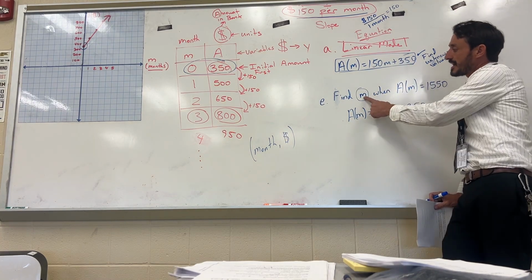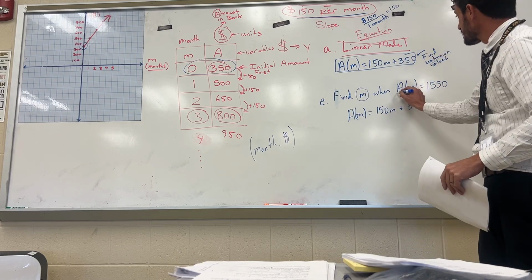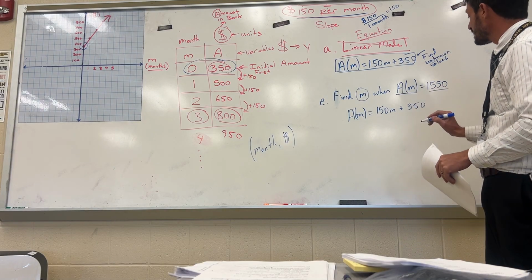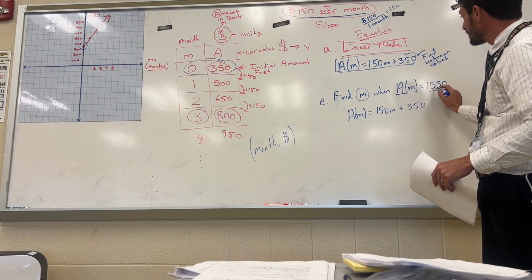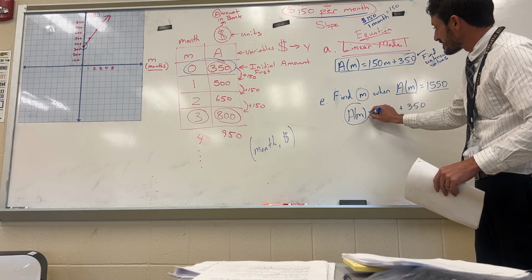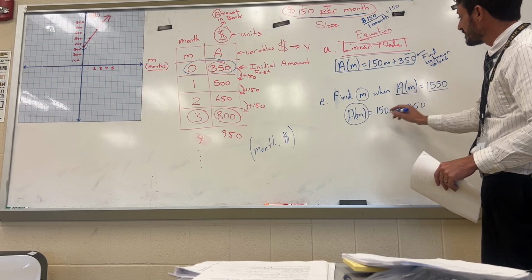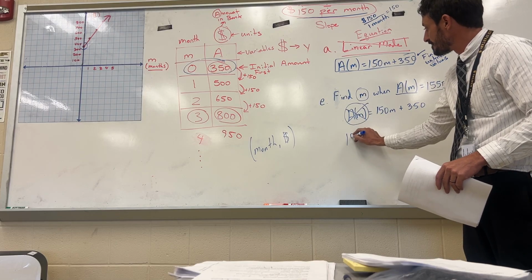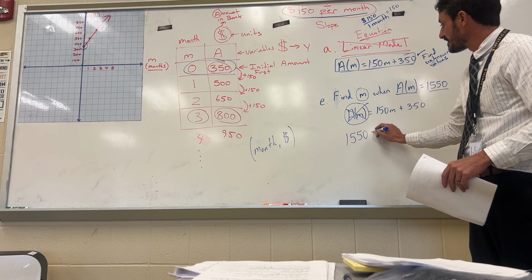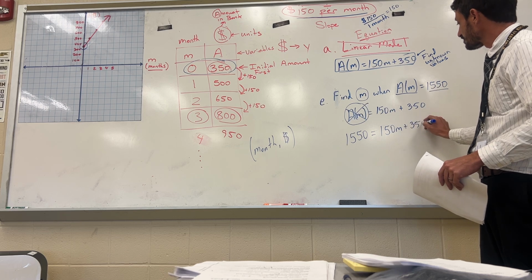Okay, so we have to find M, so we don't know M, but notice what the problem gives us. It says that A of M is 1,550. So this means that the amount after M months is 1,550. They are giving us this. So if A of M is 1,550, we can just cross out the A of M and replace it with what? 1,550 equals 150M plus 350.